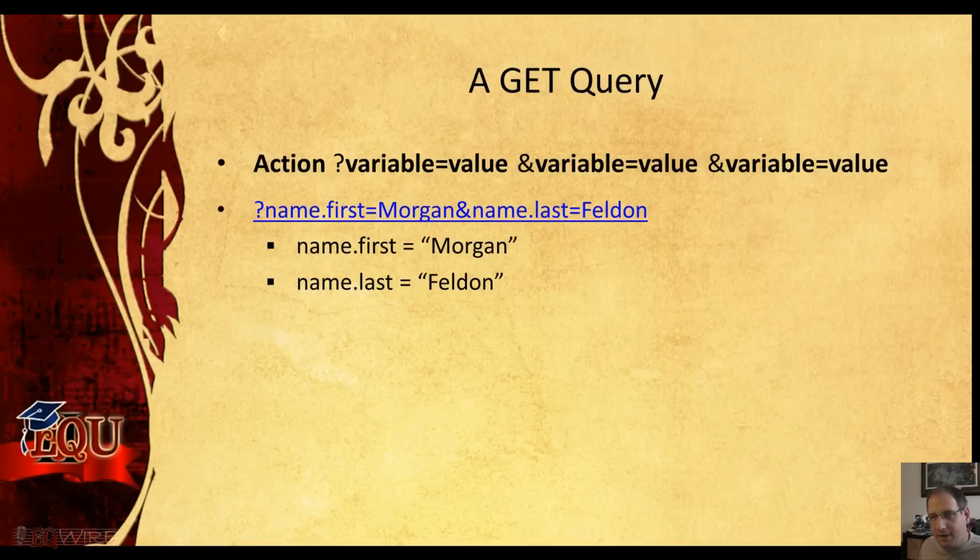A GET query is an action, and then a question mark, and then you have variable name equals value. You use an ampersand to do multiples. So if we had question mark, name.first equals Morgan, ampersand, name.last equals Felden, that's your result. It's a little confusing like this, but you'll see as we go along.